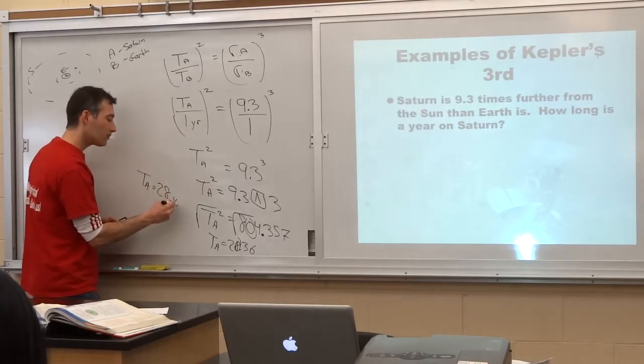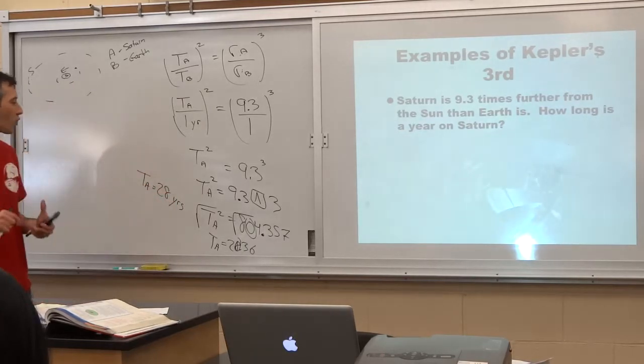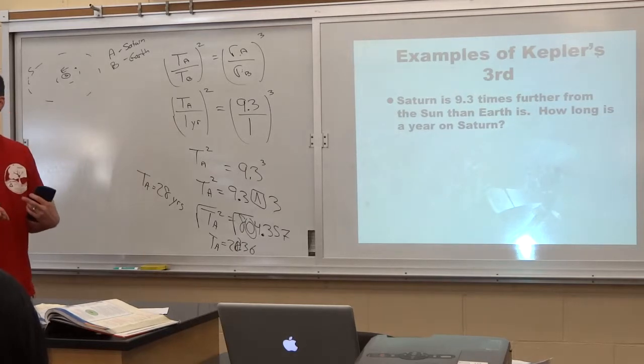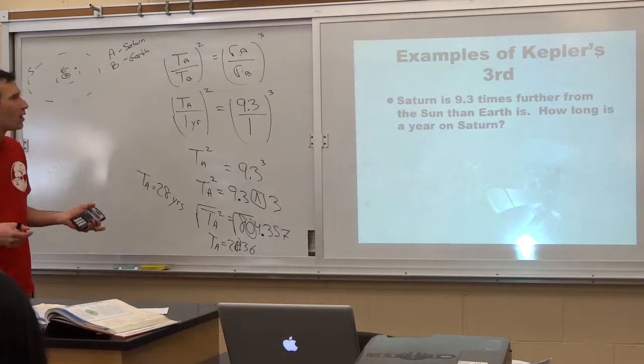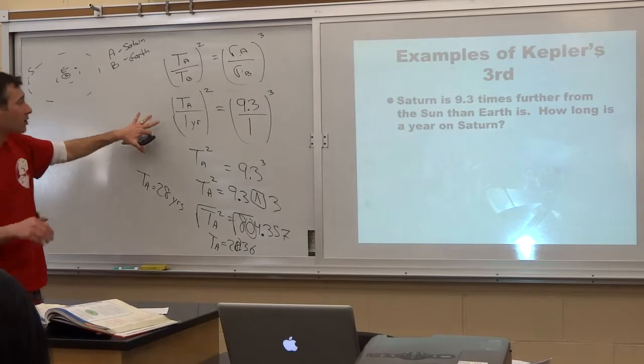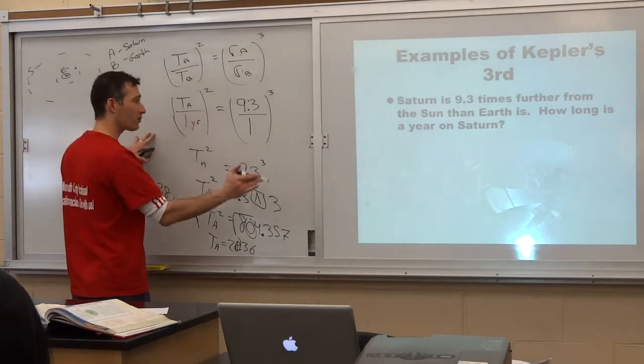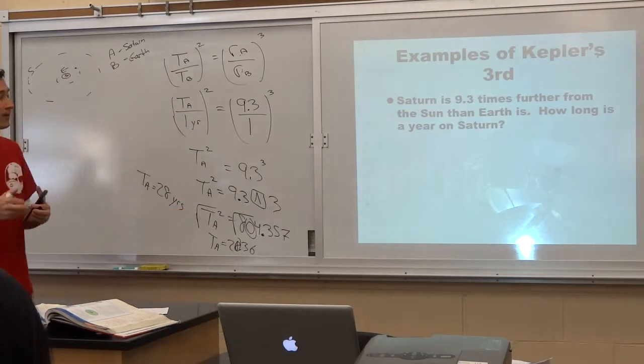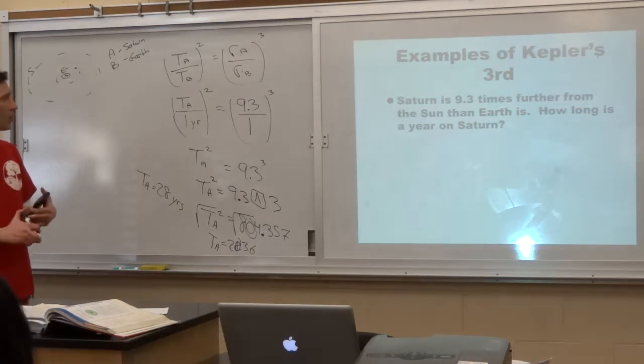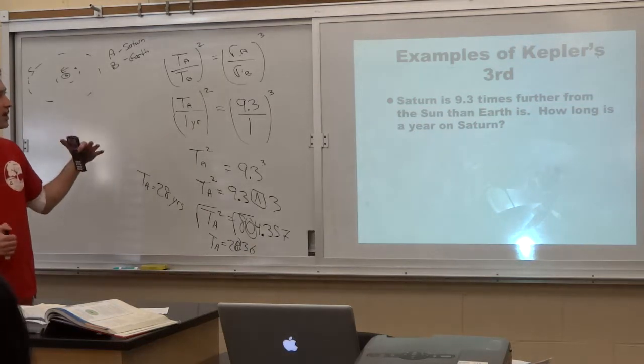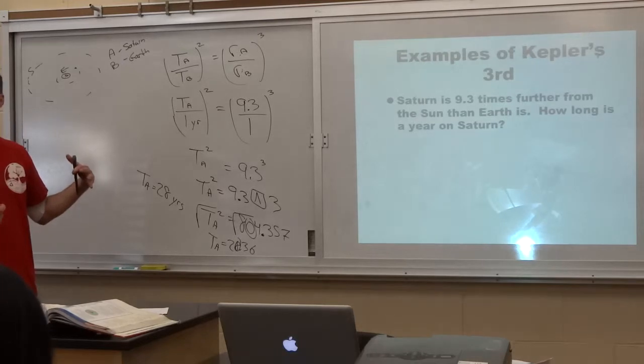So Saturn takes 28 years to go around the Sun once. 28 Earth years, right? So we can use Kepler's third law, right? If we know information about one planet, we can find a missing piece of information about another planet. Follow-up questions from anybody about this first example before we do a second one together?